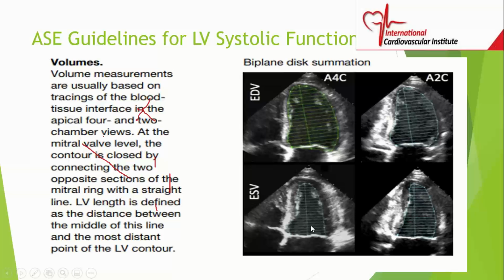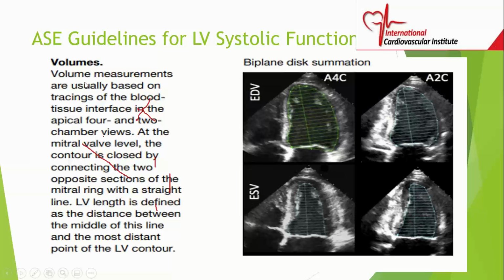Then the systolic measurement, you do the same thing. You start at one point of the mitral valve, you don't go around the trabeculation, you go straight through, come down, and you stop here. The computer will complete that. So you get your end diastolic volume and your end systolic volume. The computer will give you the ejection fraction. And the same thing for the apical two-chamber view, diastole and systole.